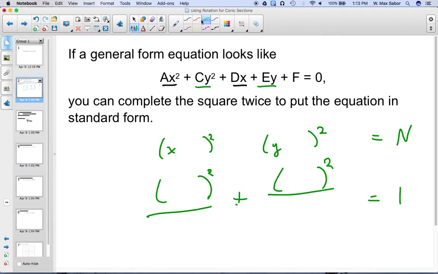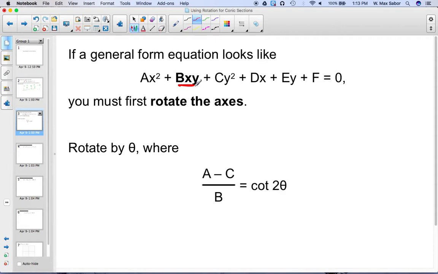But you'll notice that I skipped over something between ax squared and cy squared. This assumes that there's another term missing, and that missing term is an x times y term. And that's what we have here. If we have plus bxy, where b is not 0, then we must first rotate the axes before we can complete the square. We can't complete the square with xy, so we have to rotate the axes in order to get rid of xy first.